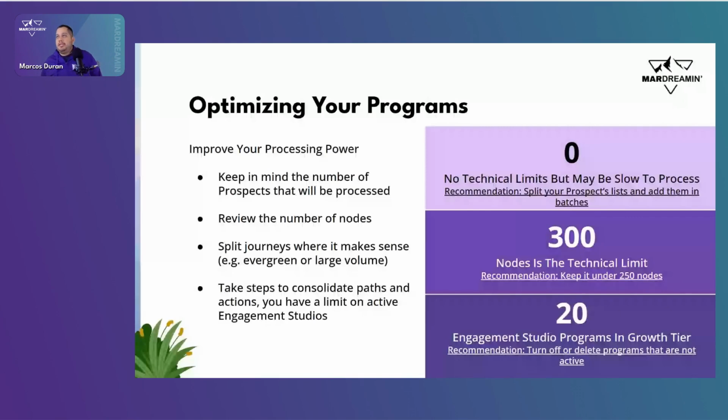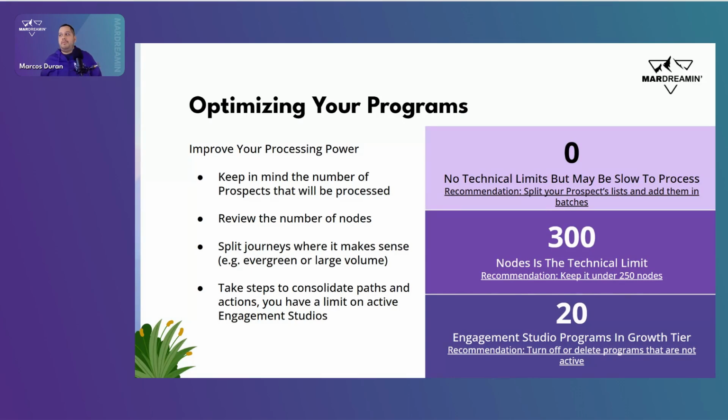A couple of other recommendations. This is a little bit more technical, but pretty standard. Engagement Studio technically doesn't have any limits, but the more nodes that you add, the slower it could become. The more data that it has to process, the slower it could become. Technically, you have around 300 nodes that you can put into one. So that's 300 little circles. Try to keep it under 250, it just helps.